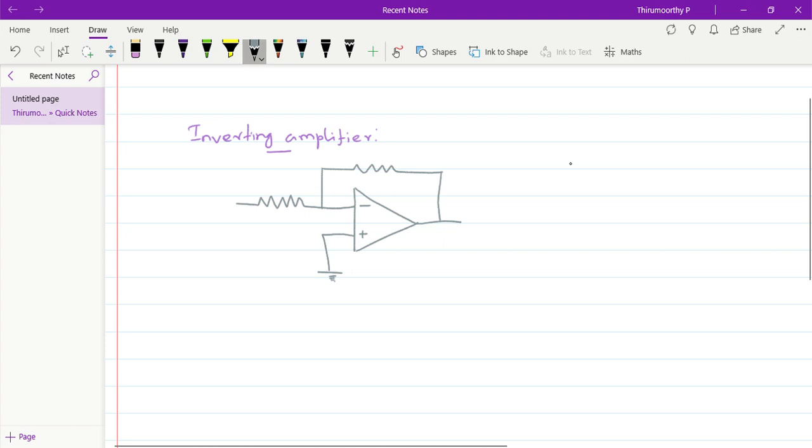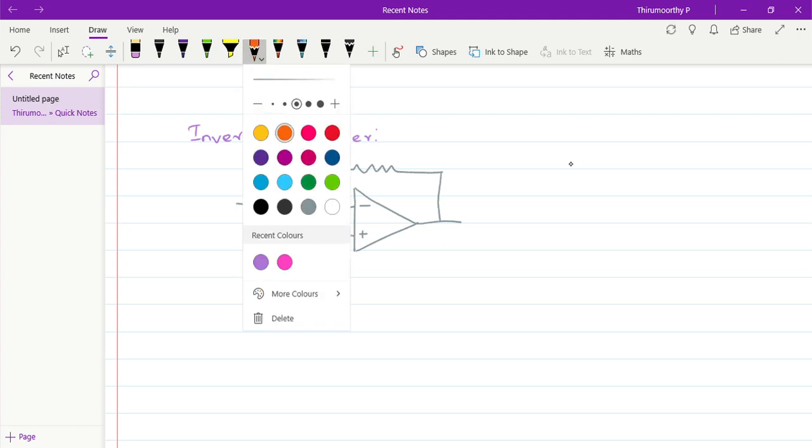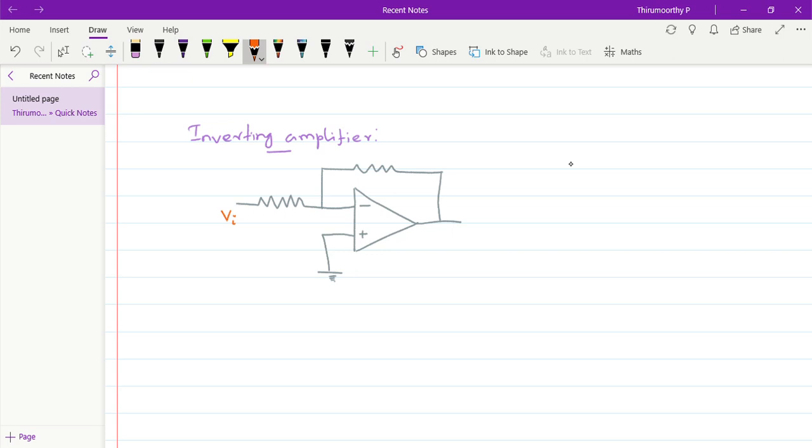Now let us mark various parameters. Vi is the input voltage, Ri is the input resistance, Rf is the feedback resistance, Vout is the output voltage, I1 is the input current, If is the feedback current, and this node as A, voltage at this node is termed as VA.